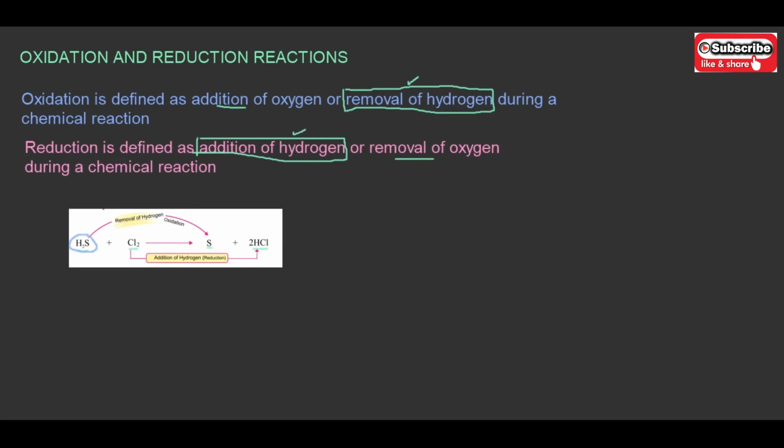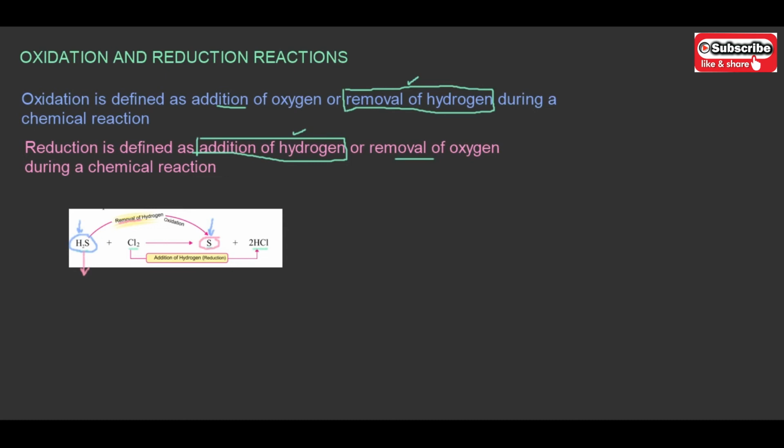Now in this case this sulfur atom is bonded with hydrogen atoms, while on the product side this sulfur atom is alone. It is not bonded with hydrogen atoms anymore. So what does this mean? It means on the reactant side this hydrogen sulfide has lost its hydrogen atoms. Here I have written removal of hydrogen. Loss of hydrogen or removal of hydrogen atom is the same.